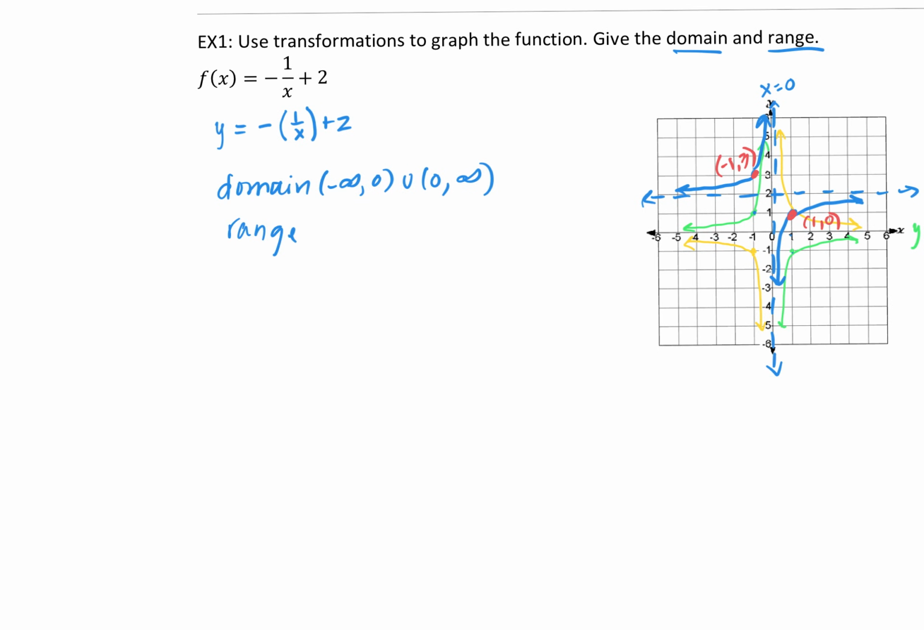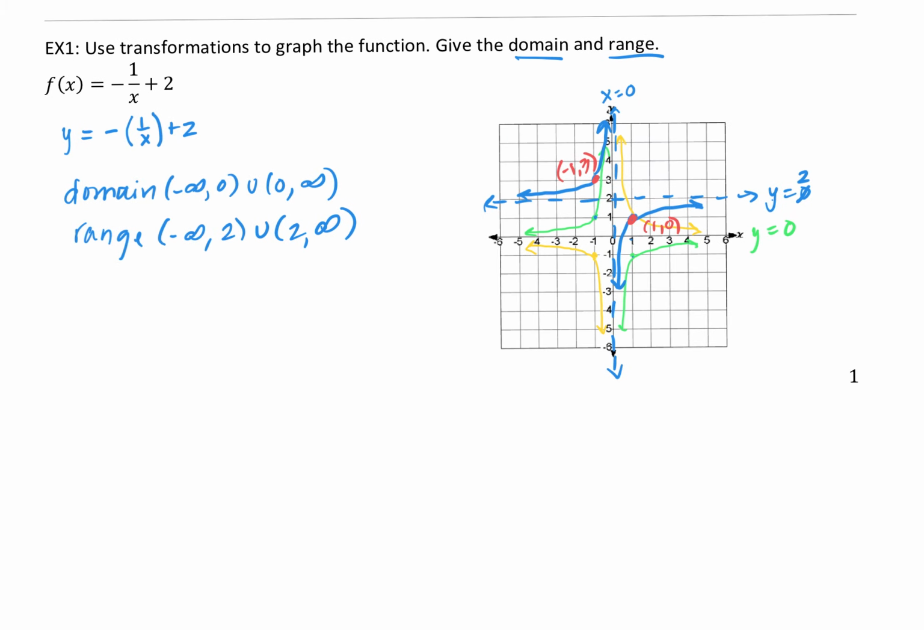I have this thing where when I'm talking and I'm writing, I'll write down something completely different. So negative infinity to 2, union 2 to positive infinity. Let me double check everything. Yes, that looks good.